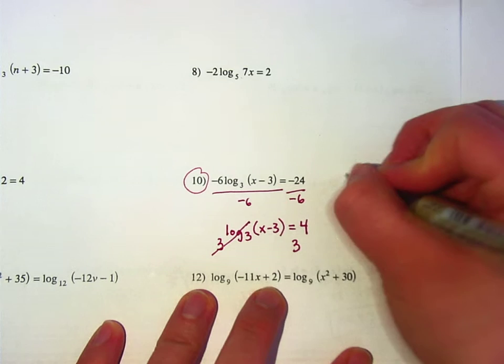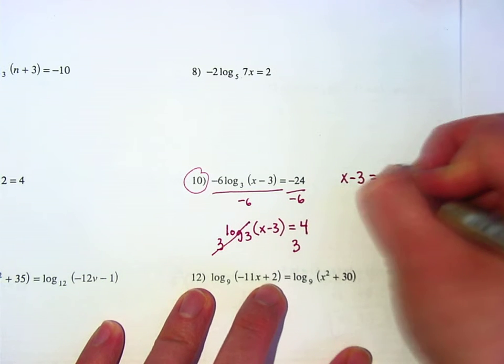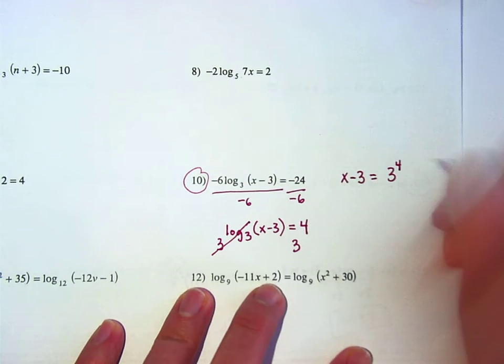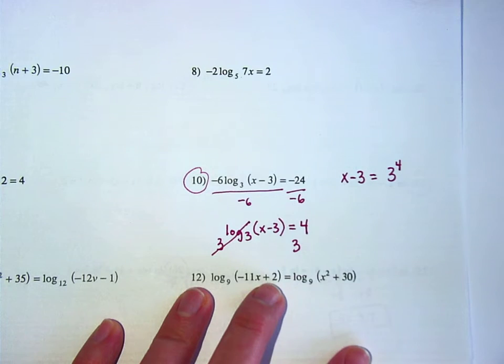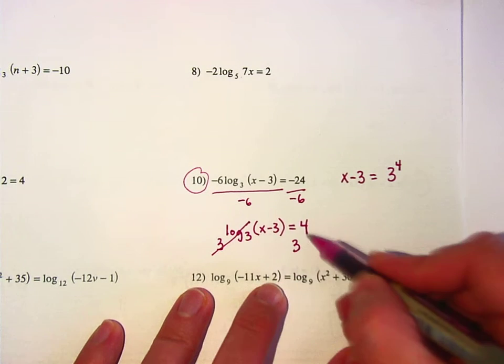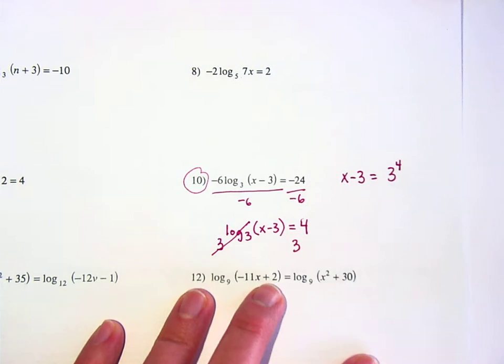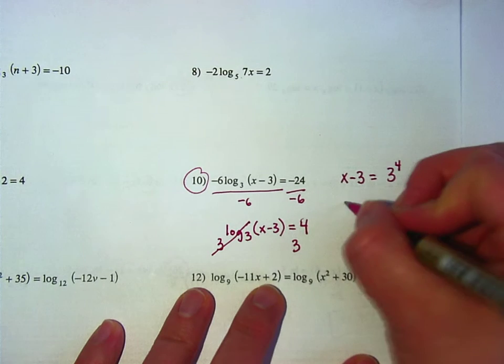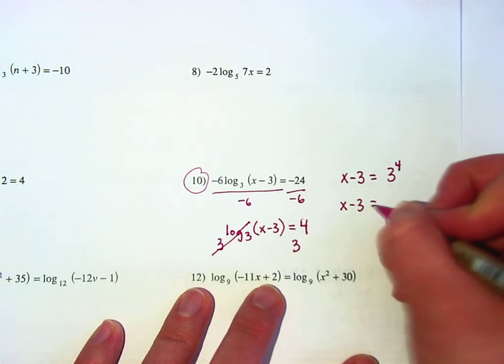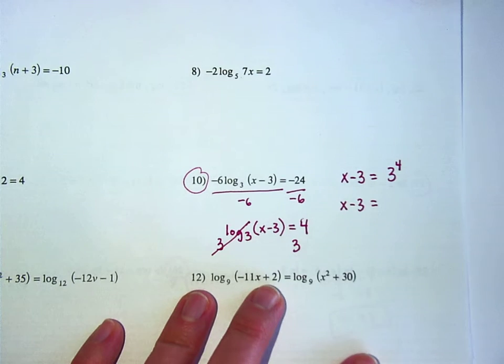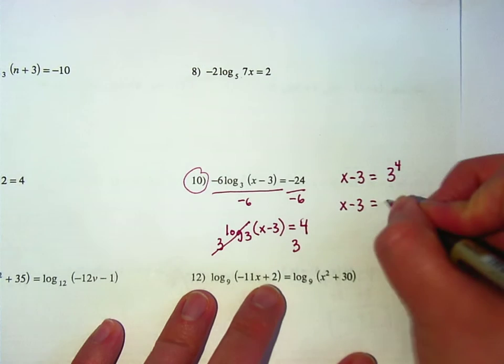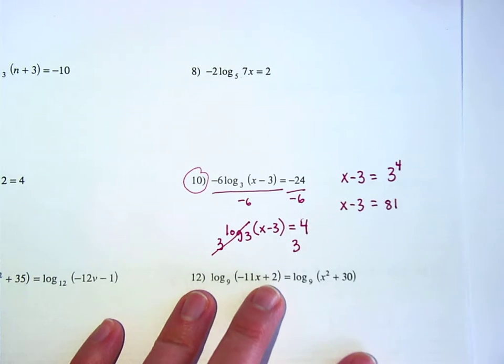So basically what it's going to turn into is x minus 3 on the left, and on the other side is going to be 3 to the 4th. So it's kind of like this became the power, and that became the power. Okay, so this is x minus 3 equals, what's 3 to the 4th power? Anybody do that in their head? 3 times 3 is 9, 81. Use a calculator. And then what? You add 3.